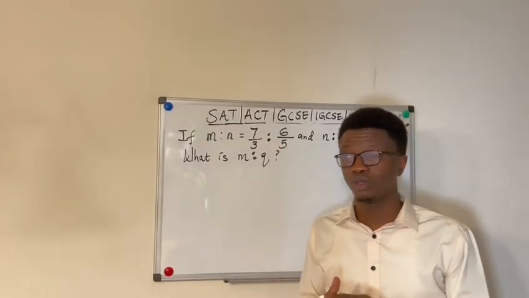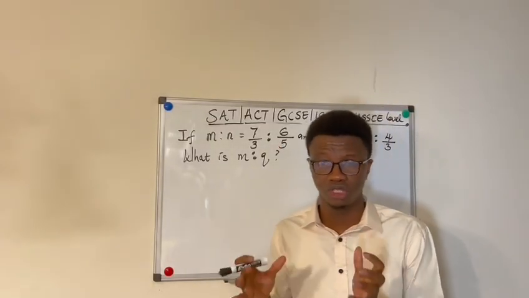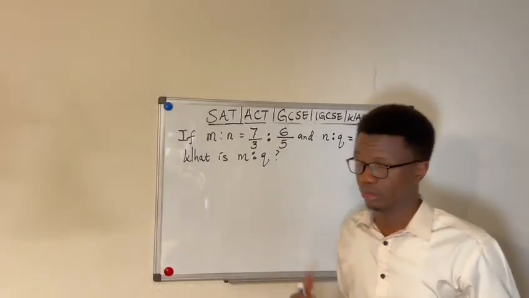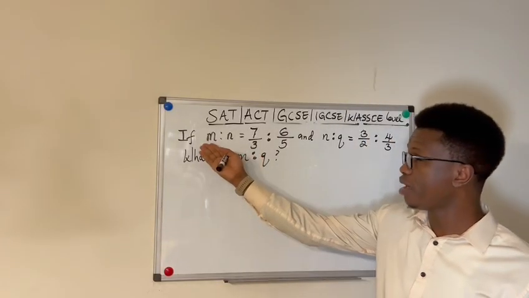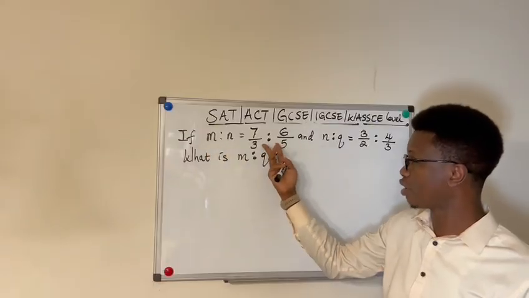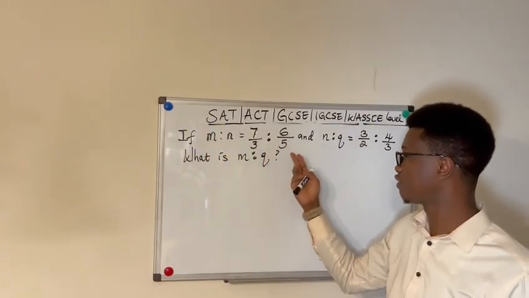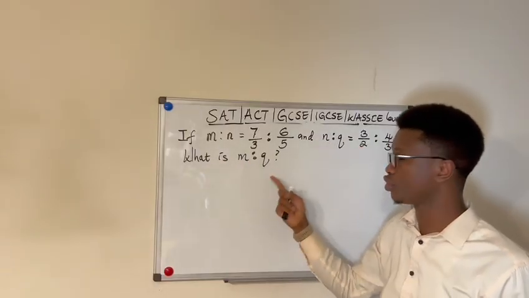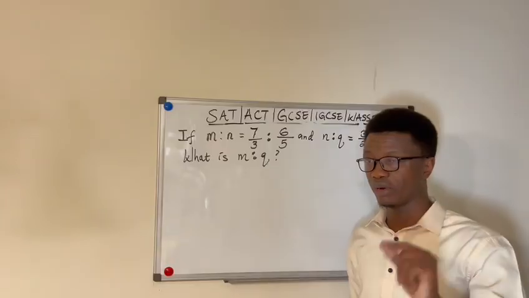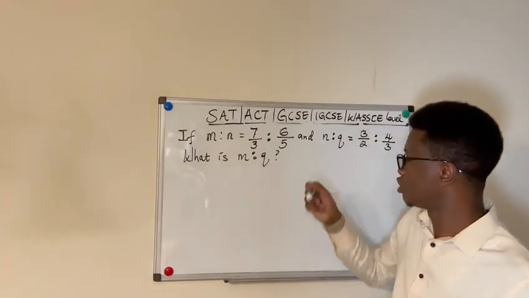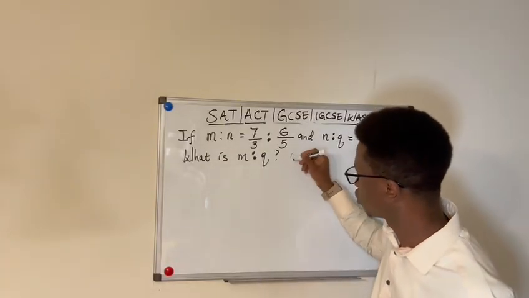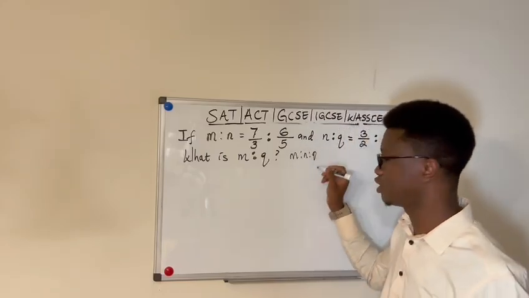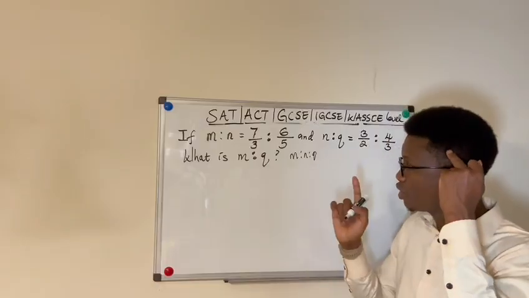Welcome to another video. In today's video, we are looking at ratios, and this type of problem is actually difficult. It says if m is to n is equal to 7/3 is to 6/5, and n is to q is this, what is n is to q? Our aim is to have m is to n is to q in this form. That is the aim. Now how do we do that?